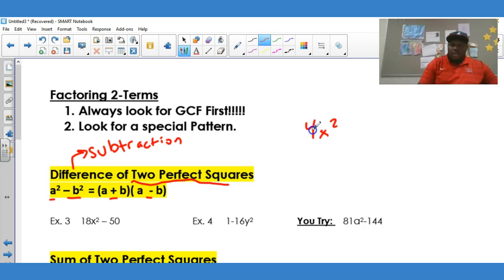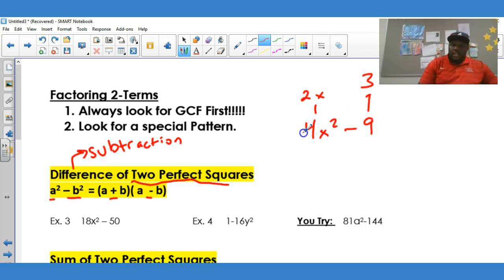4x squared. That's a perfect square. X squared is a perfect square because it's squared. Minus 9. Both of these are perfect squares. 9 is a perfect square. 4x squared is a perfect square. So if I were to take the square root of this, I'll have 2a, right? Because 2 squared is, oh, not 2a, I'm sorry. 2x, sorry. 2 is a perfect square. 2 squared is 4. x squared, right? If I do x times x, I'd have x squared. And over here, the square root of 9 is 3.